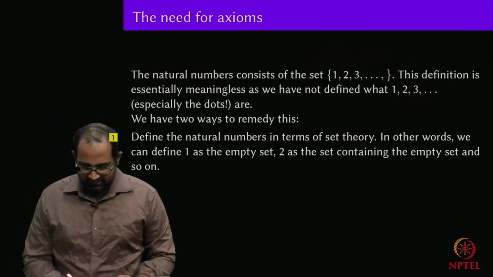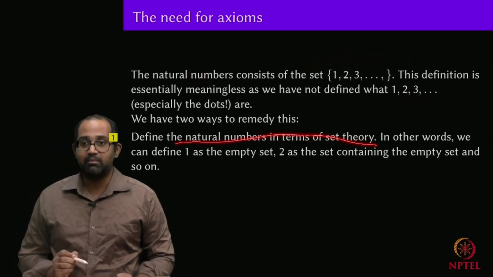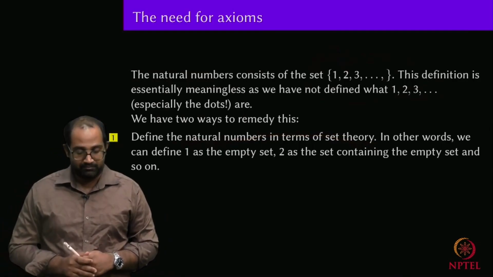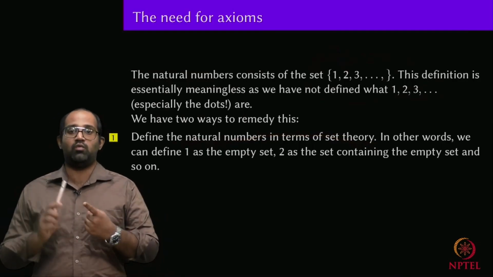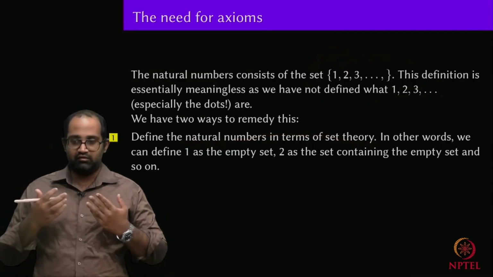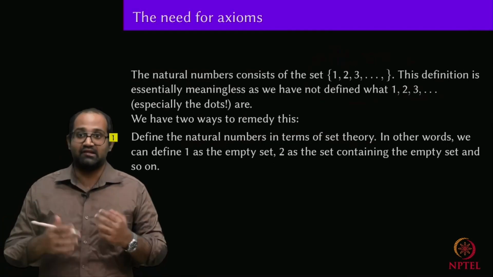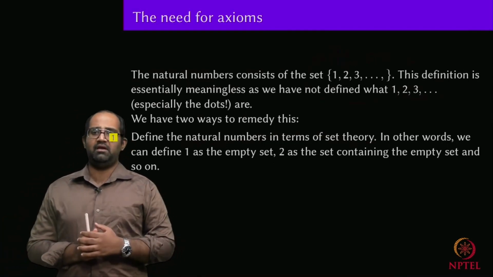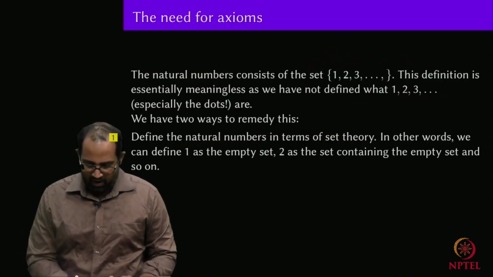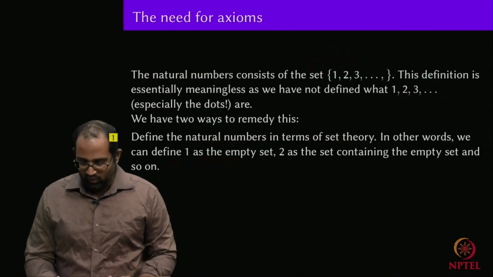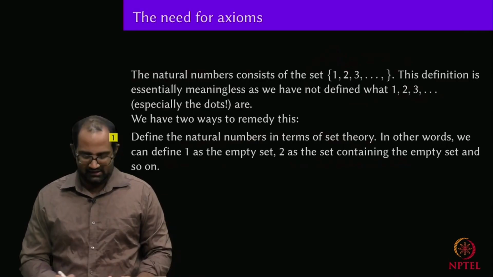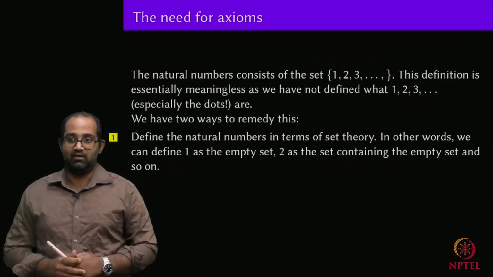What we do is we define the natural numbers in terms of set theory. So I actually tell you what 1, 2, 3, so on and so forth as sets are. One popular way to do this is to define 1 as the empty set, 2 as the set containing the empty set, and so on and so forth.